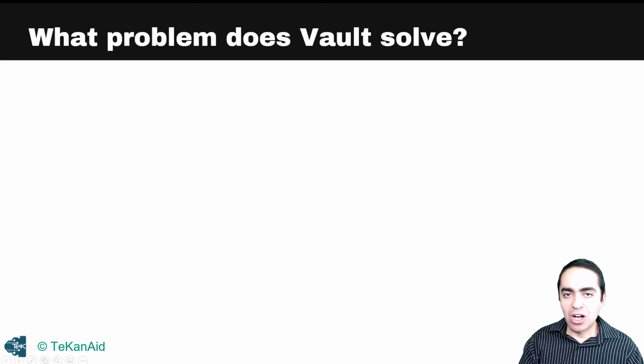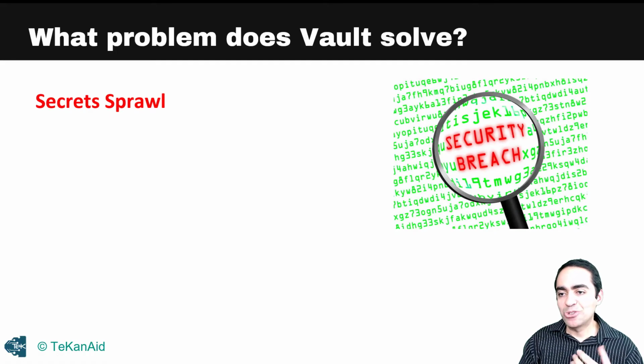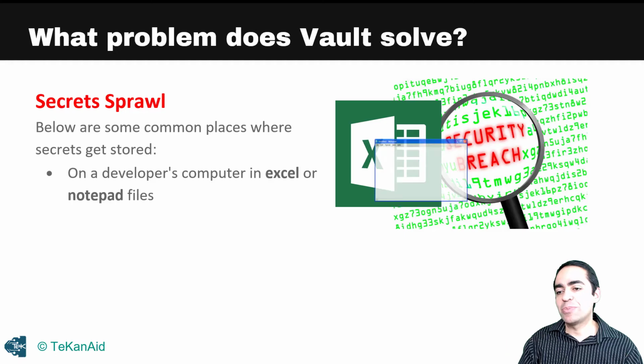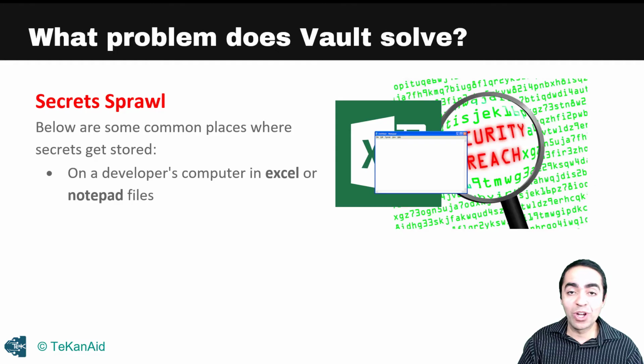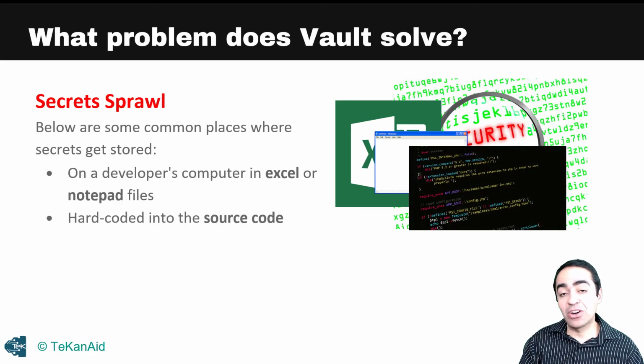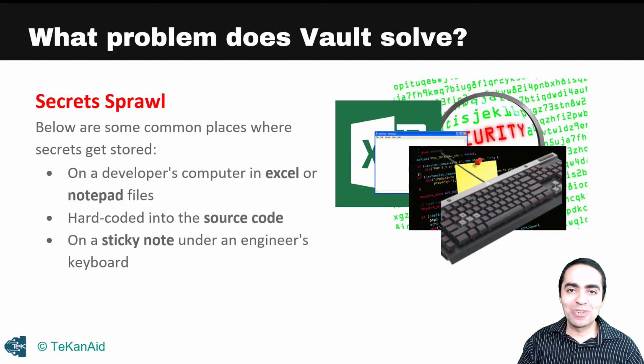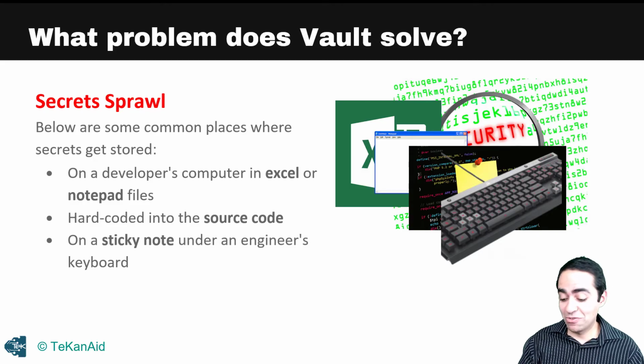So what problem does Vault solve? We kind of touched on that really quickly, but we'll reiterate. Secret sprawl. And below are some of the common examples of where secrets get stored. Sometimes on a developer's computer, in an Excel sheet, in a notepad file. Scale that out to hundreds, even thousands of employees in a company. That becomes a problem. Who owns them? Where do they live? They also can live hard-coded in the source code itself. Many developers forget, they will hard code the secrets there, and that's where they live. They could live in a sticky note under some engineer's keyboard. I've seen that before. Some people will not admit it, but it's happened.